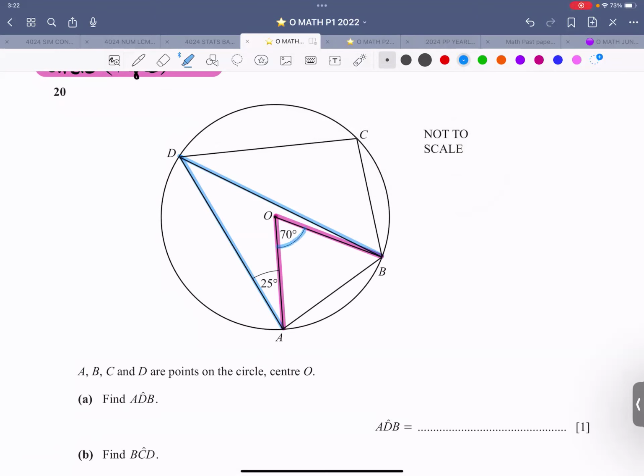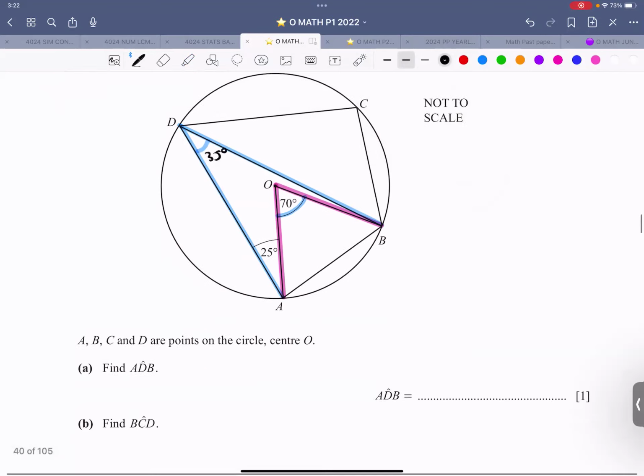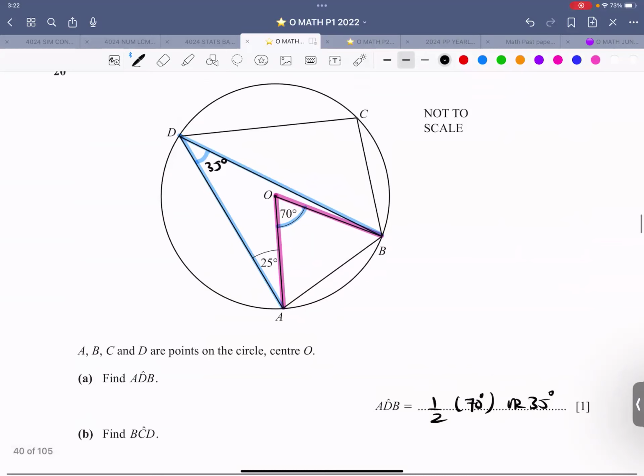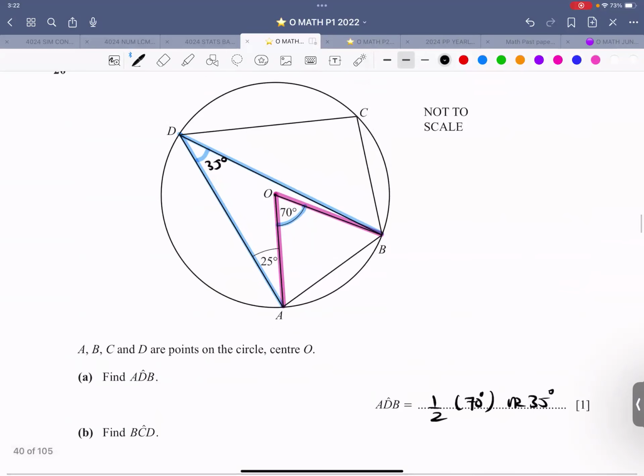Now this angle is 70, therefore this angle should be 35. So ADB is half of 70 degrees, which is 35 degrees. No reasoning is asked. Angle at the center is twice the angle at the circumference. The next one is BCD. So now for BCD, draw a line like this, draw a line like this, and then one more like this, and another one like this. So that's a cyclic quadrilateral. Keep that in mind.